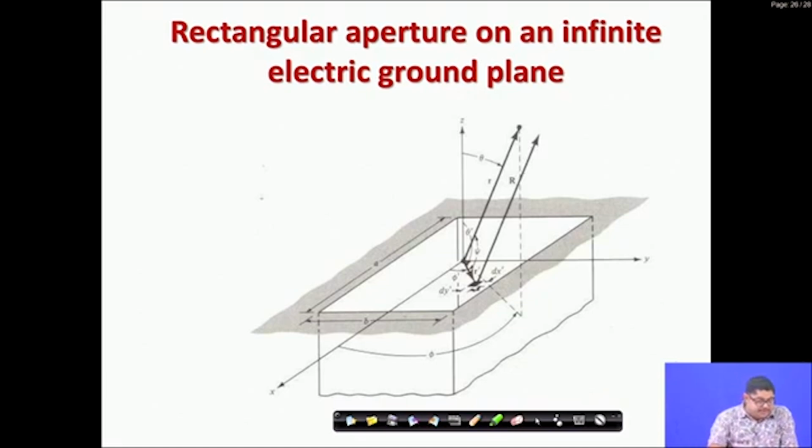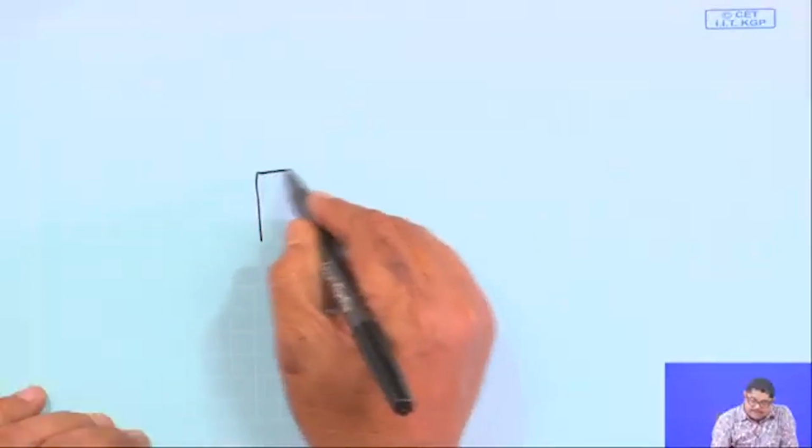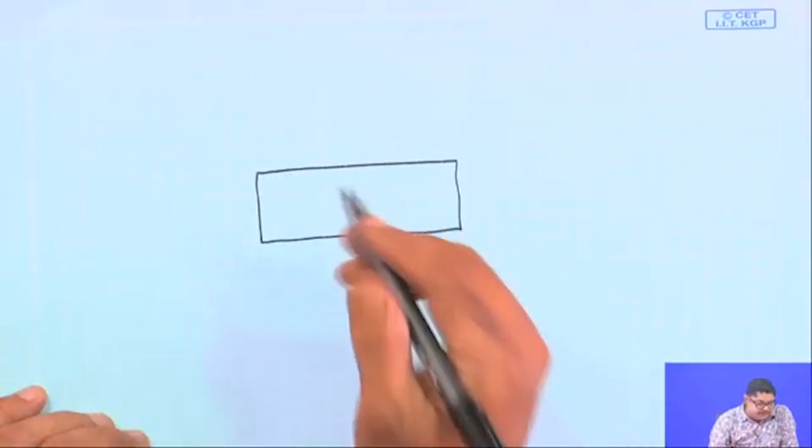if we keep, we can call it an infinite electric ground plane, and we can have an aperture. Now, aperture may be of any shape. Here we are taking a rectangular aperture, and this is the way you can analyze slot antennas. So, let us say that we have a rectangular slot basically. So, it is an aperture in an infinite ground plane, and I can write here the basic aperture diagram.